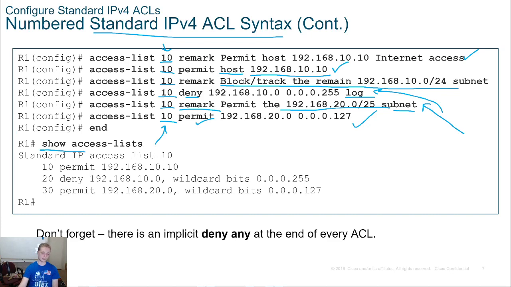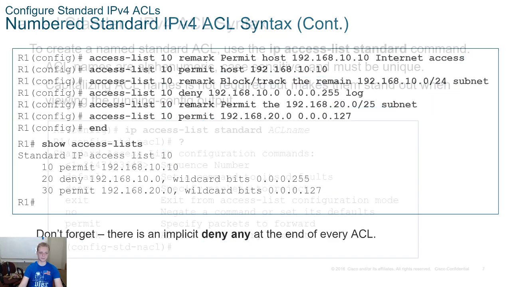And then, of course, you could show access list here, and it'll show you access list number 10. We're going to permit this. We're going to deny that, and we're going to permit that. And, of course, don't forget, super, super important. There's a deny any at the end of every ACL, forever and always. There is the implicit deny. Do not forget that.